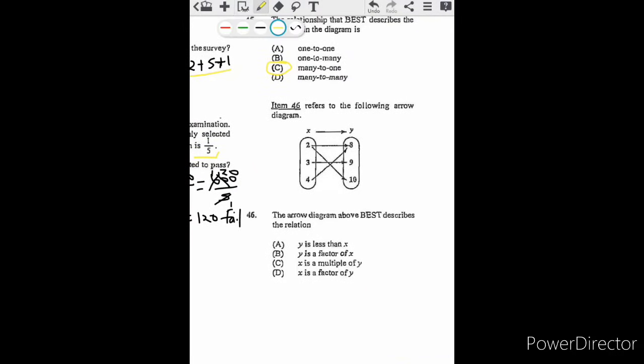Item 46 refers to the following arrow diagram. The arrow diagram above best describes the relation. A says y is less than x, and we can see that's not true. B, y is a factor of x. No, that's not true either. And x is a multiple of y. No, that's not true because multiples go up 2, 4, 6, 8, and that is impossible. Therefore, D, which is x is a factor of y, yes, that is correct.